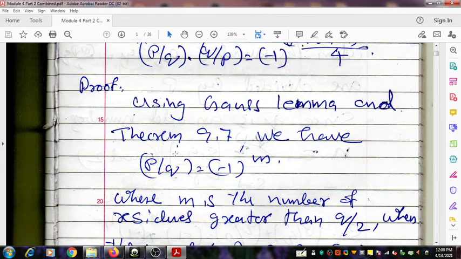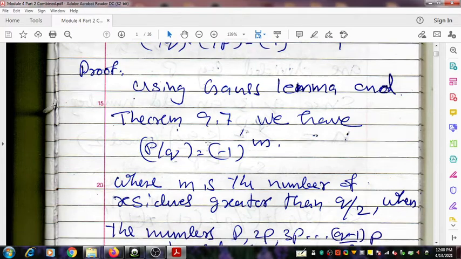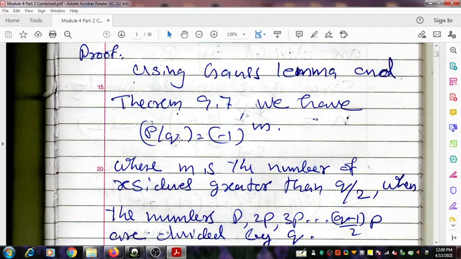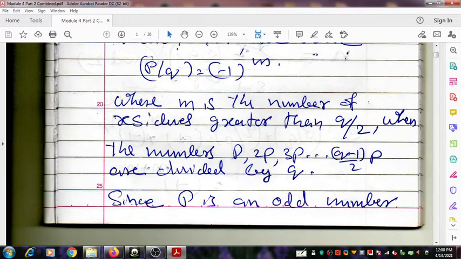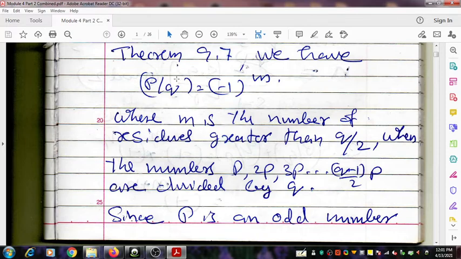We can now write that the Legendre symbol (P|Q) is equal to minus 1 raised to m. What is m here? You can recall that m is the number of residues greater than q divided by 2.